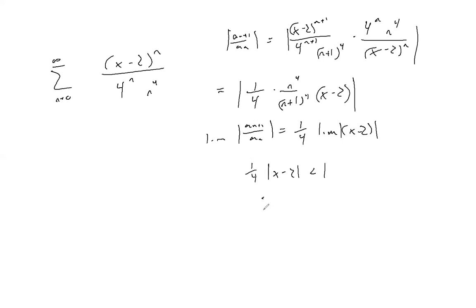First thing I do, multiply both sides by 4 to cancel out the 1/4. So I want the absolute value of x minus 2 to be less than 4. If I want that, it means I want x minus 2 to be less than positive 4 and greater than negative 4, right? Now, last step to getting x by itself, I add 2 to both sides.